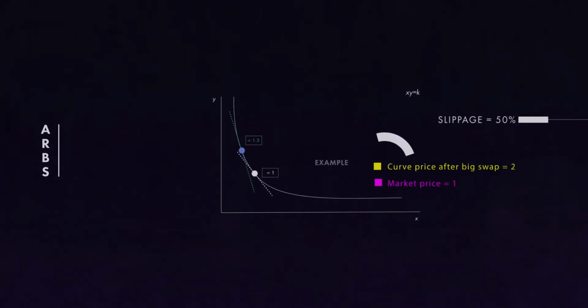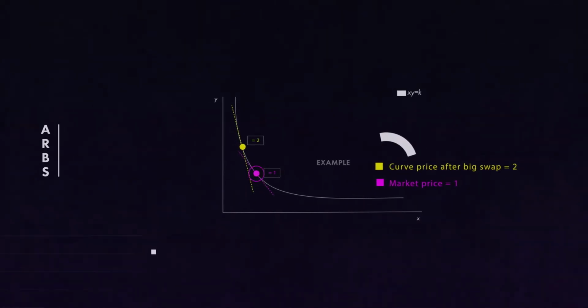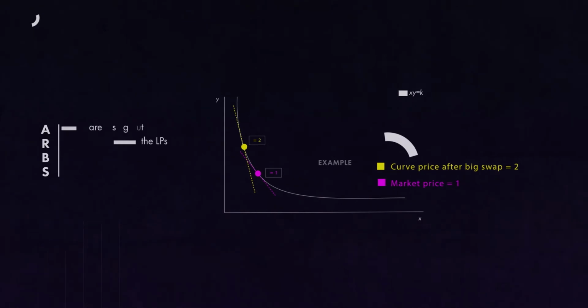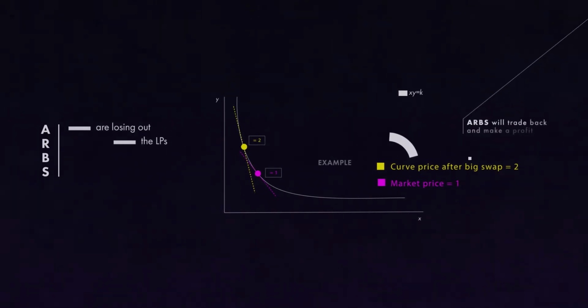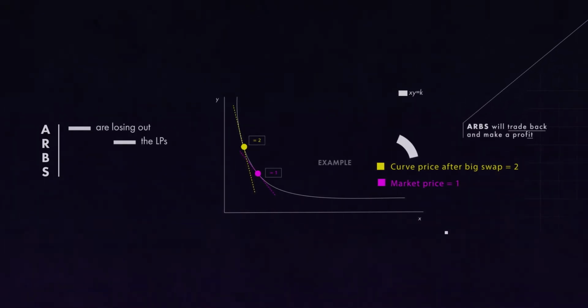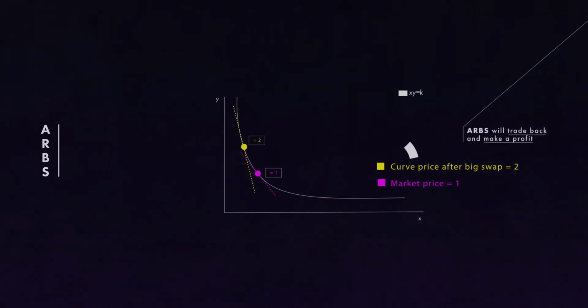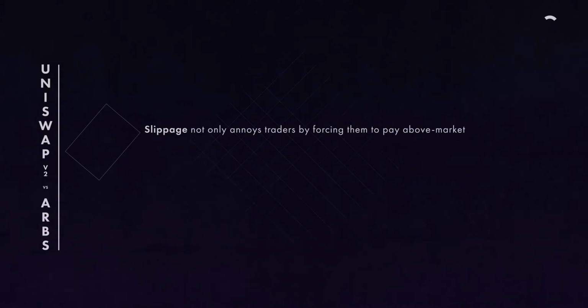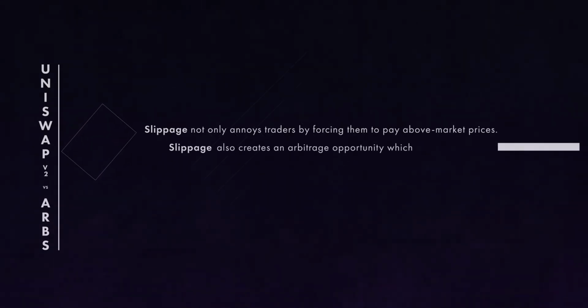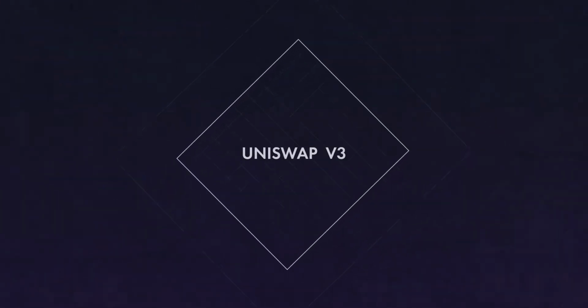Arbitragers will trade to bring the prices in line with external markets. The LPs are losing out in these arbitrage transactions, as they are implicitly agreeing to swap at above market prices. Slippage not only annoys traders by forcing them to pay above market prices, slippage also creates an arbitrage opportunity which implicitly hurts LPs. Uniswap V3 hoped to solve these problems.